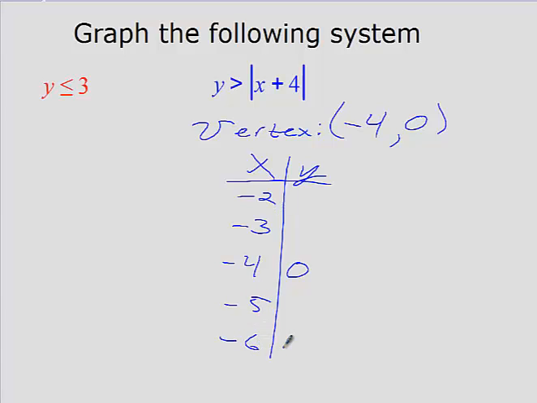So plug in a -3. What's -3 plus 4? 1. What's the absolute value of 1? 1. Everybody okay with that, yeah?